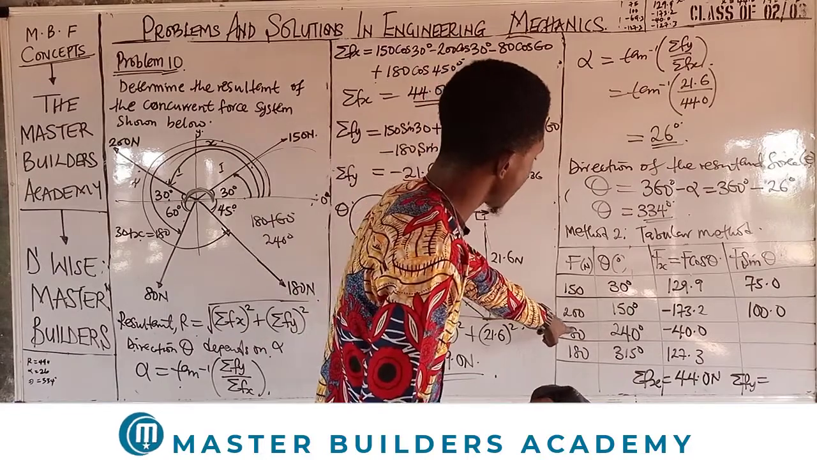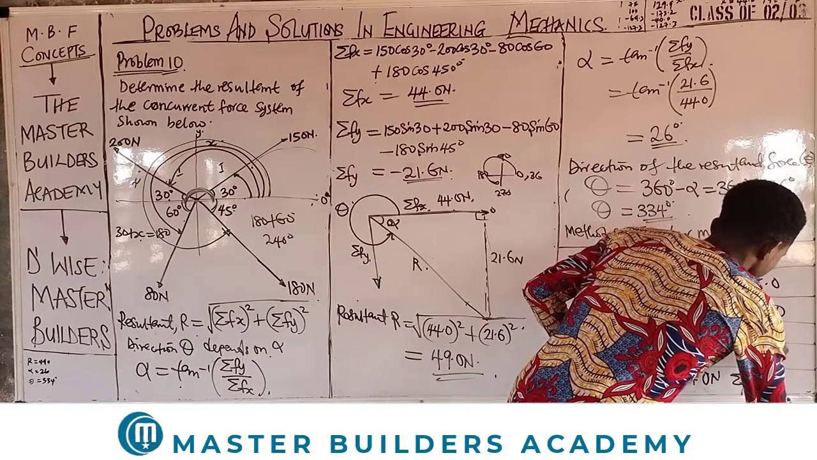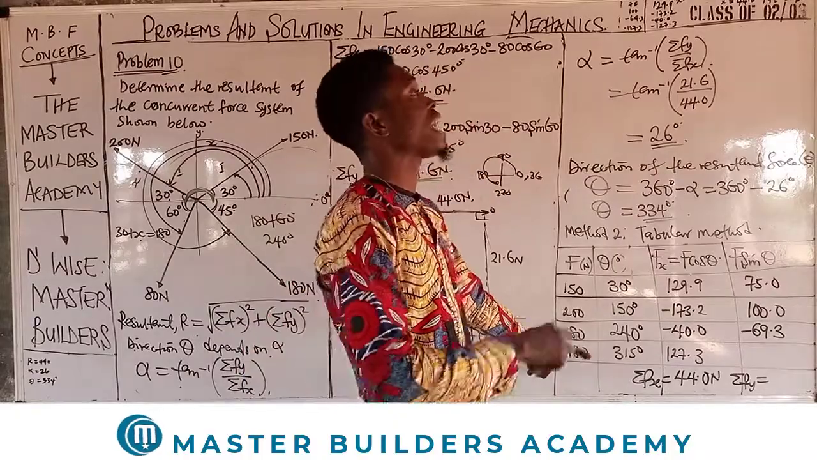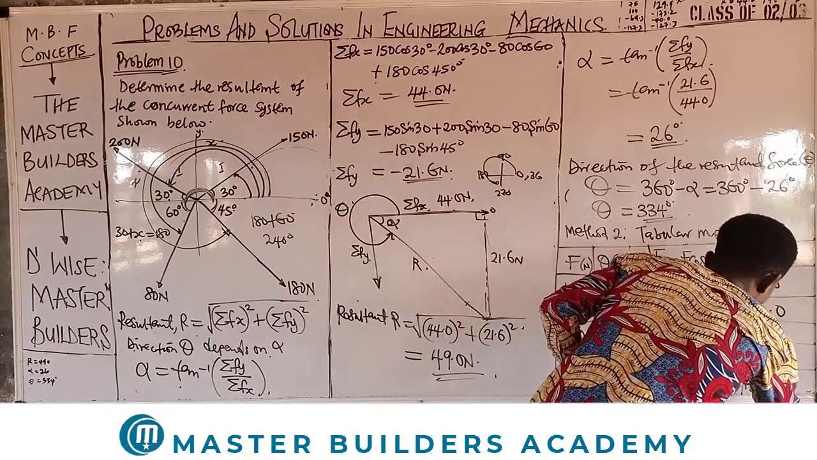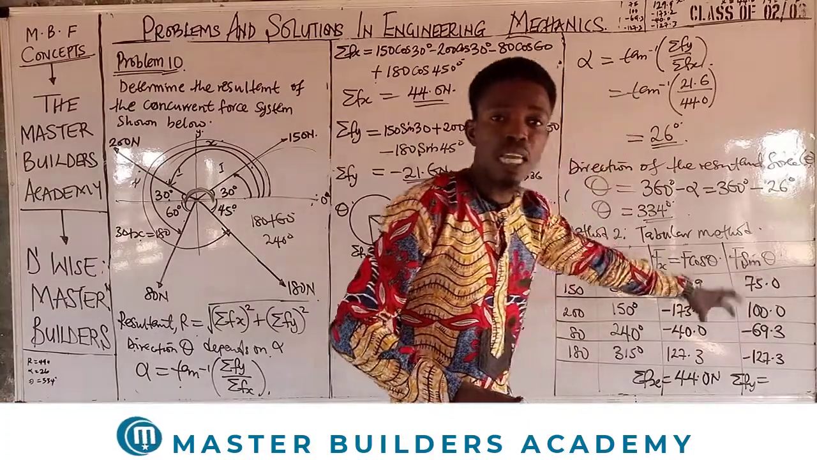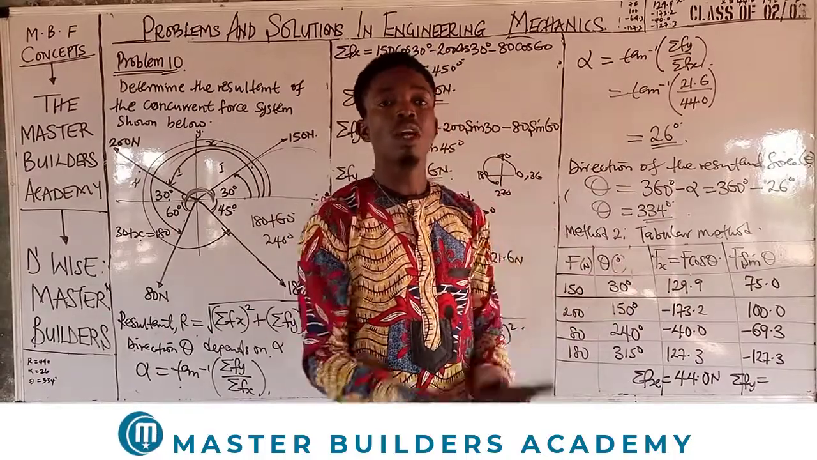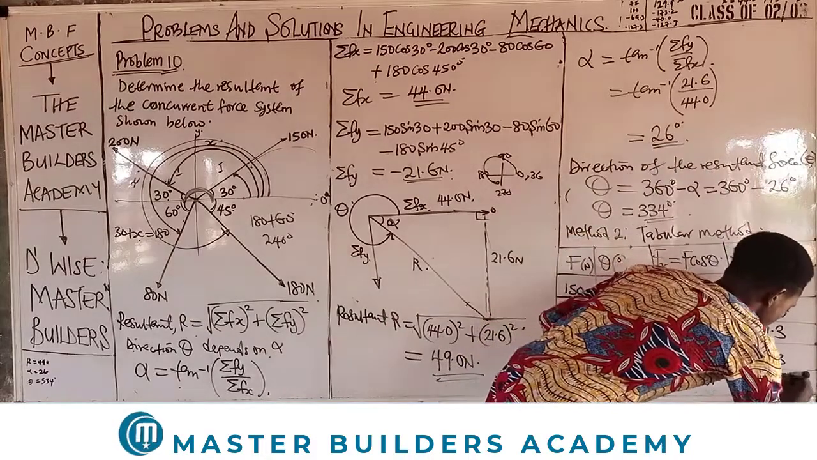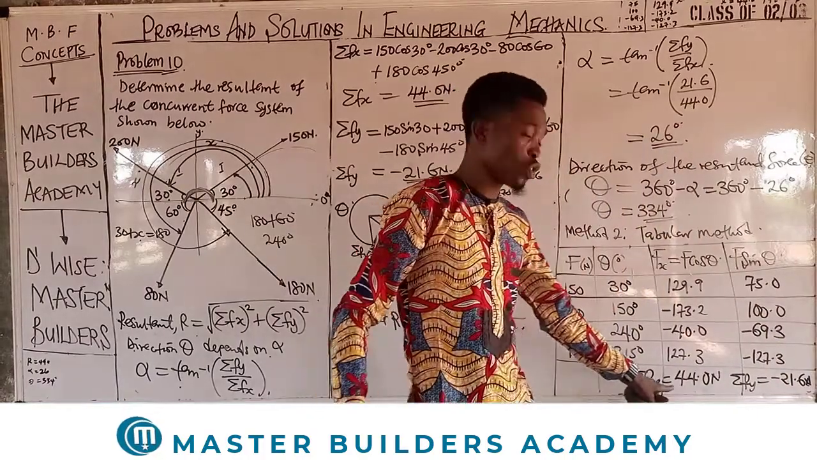Then again, we have 80 sine 240. We have minus 69.3 Newton. Then finally, we have 180 Newton sine 315. We have minus 127.3. So by the time you add all the values here with their respective sign, the one that is negative, take it as negative. The one that is positive, take it as positive. Combine them to get your algebraic sum. The algebraic sum of all the values here would have given us minus 21.6 Newton. So this is the resolving forces in X direction.